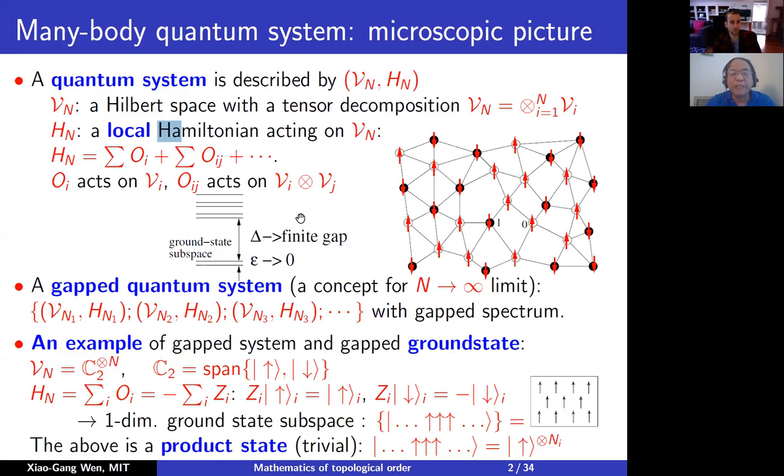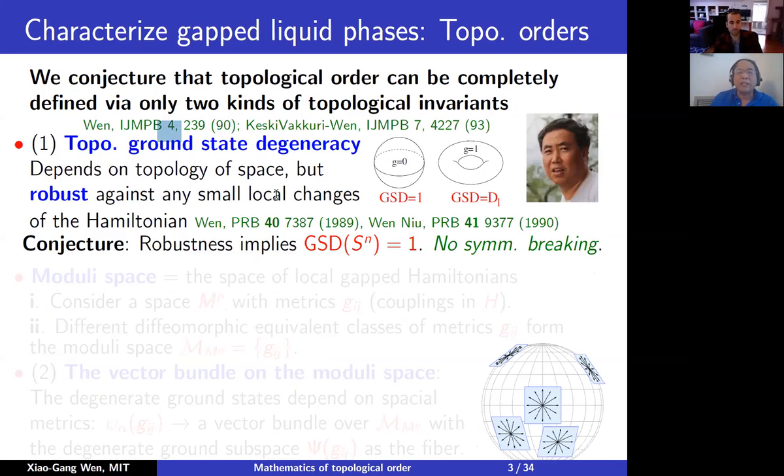So we have an equivalence class of Hamiltonians, where the equivalence relation is that under deformation, this gap does not close. And the equivalence class of these Hamiltonians is called a topological order. So there's an issue of how to characterize, how to describe this topological order. What are the topological invariants which can characterize the topological order? It turns out that we only need two kinds of topological invariant.